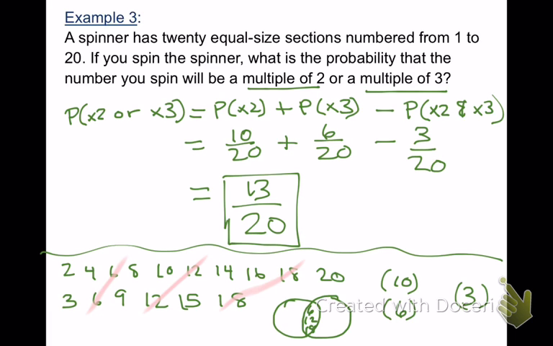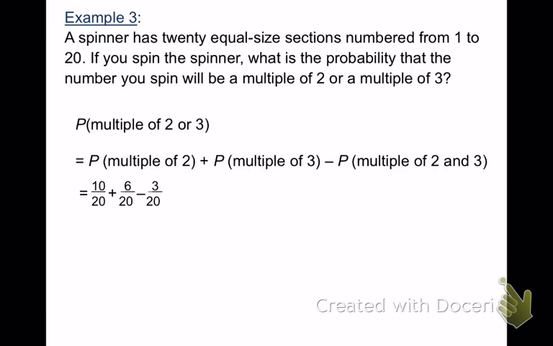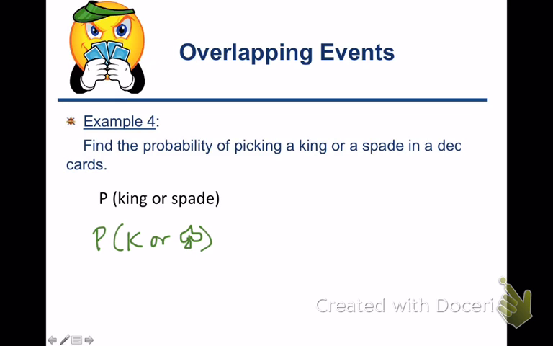Let's move on to number 4. That's what we just saw. Let's go ahead and do this one. All right, so we're going to find the probability of picking a king or a spade in a deck of cards. So we're going to do a king or a spade, or if you prefer to write it in a cleaner way, you can just do P of K, and then just do that little backwards heart if you prefer, or you can just write the words out.